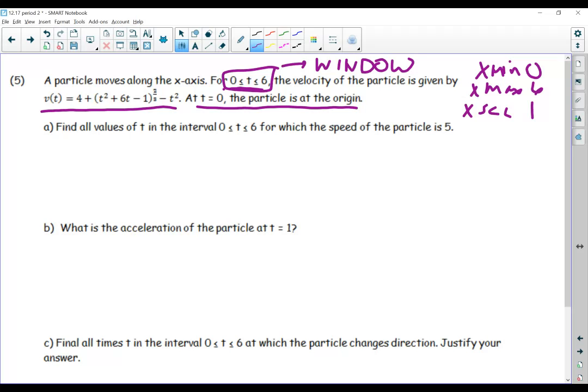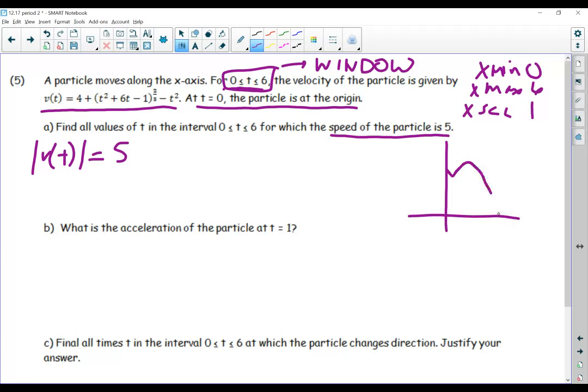That'd be a nightmare. Okay, so find all values of t in the interval 0 to 6 for which the speed is 5. I'm going to write what that means. Speed is the absolute value of velocity. So I'm looking for where the absolute value of velocity is equal to 5. Well, how am I going to do this in the calculator? Hopefully you're seeing that your picture looks something like this.